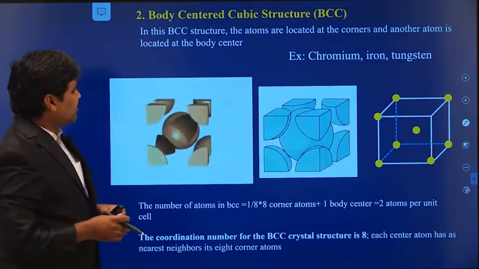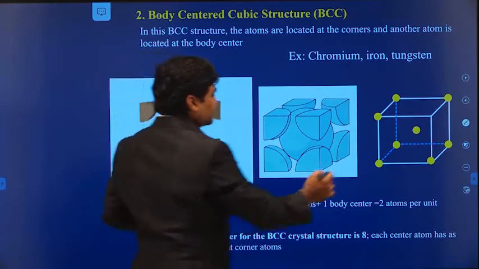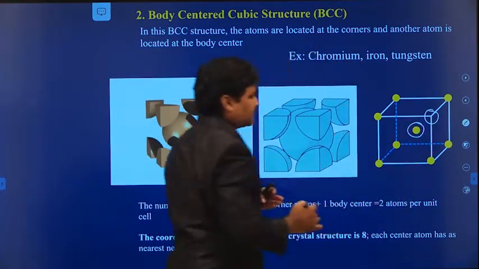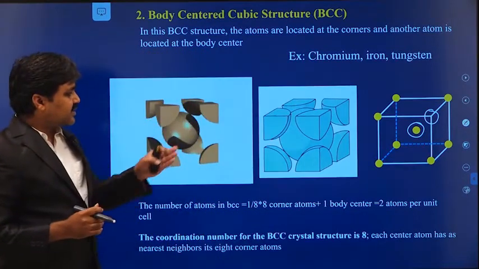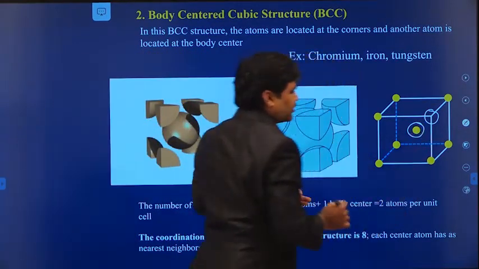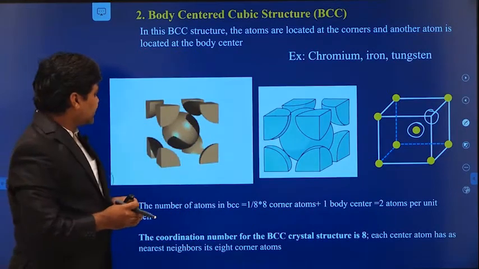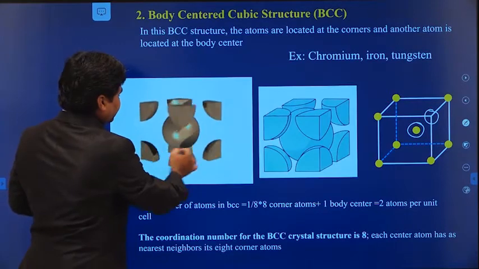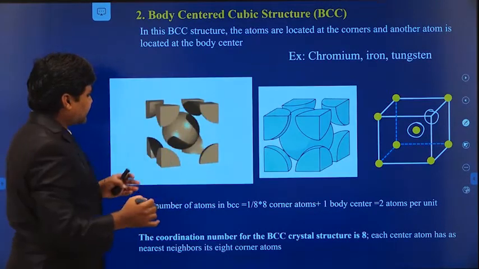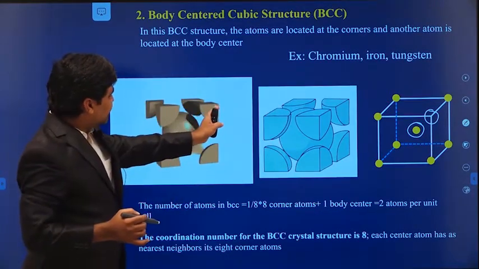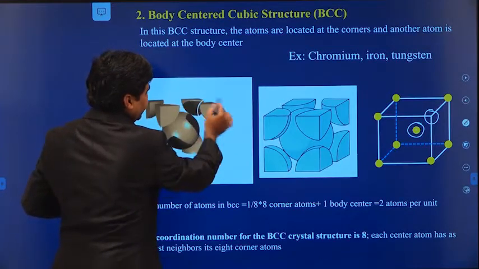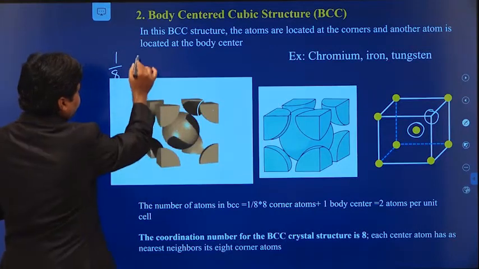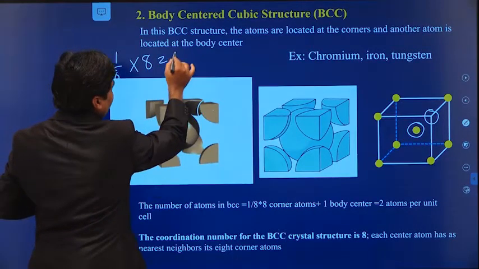So next one is the body centered cubic. In case of body centered cubic, we have atoms at the corners as well as at the body center. So one atom is located at the body center also. Here you can see this is the body center atom, and there are 8 atoms at the corners. The contribution from each corner atom, because the corner atom is shared by 8 unit cells, is equal to 1 by 8. Since there are 8 corner atoms, that is equal to only 1 atom.